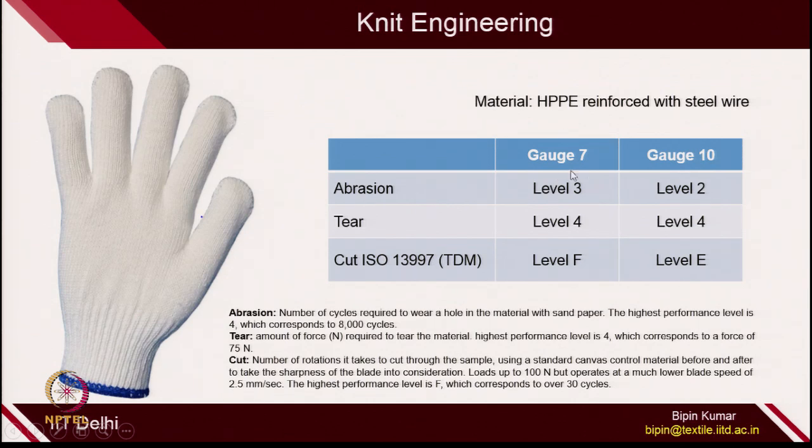So, for 7 gauge gloves where the loops are bigger, the abrasion performance is better than 10 gauge. Similarly, tear remains the same, but cut resistance of gauge 7 is better than 10 gauge. So, this is how knit engineering is important in protection also. If you are working in the gloves field, you can play with different gauge, different loop length, different materials and you can check the performance.